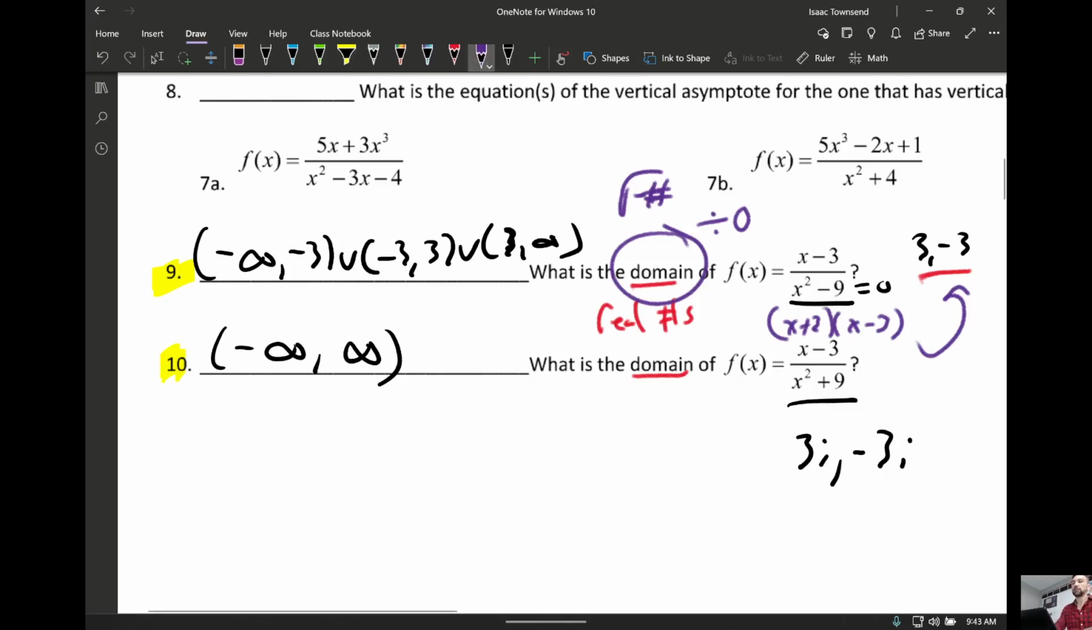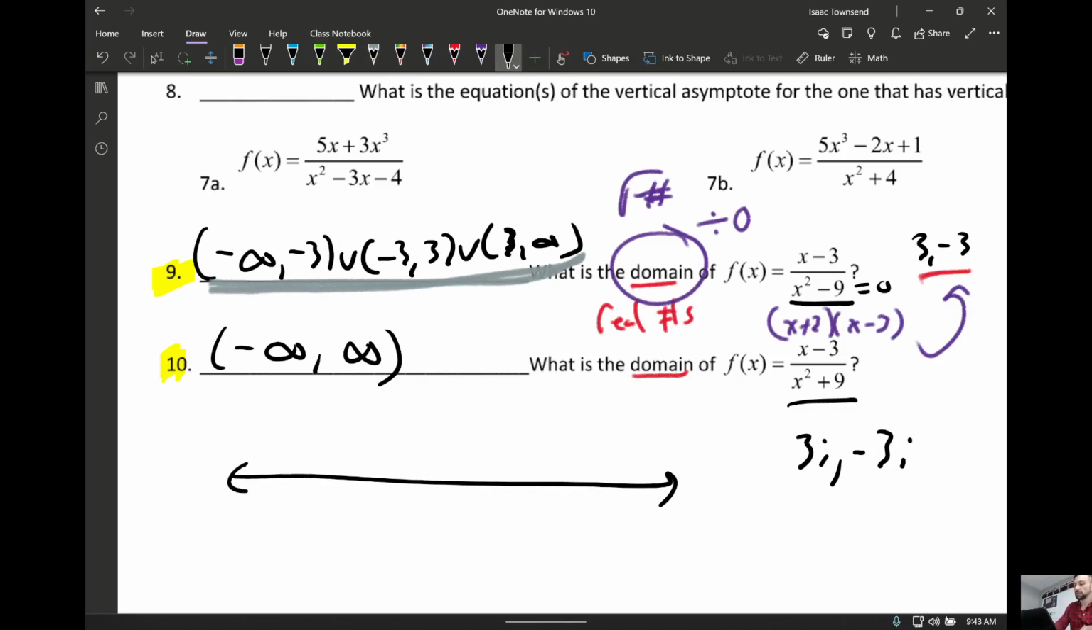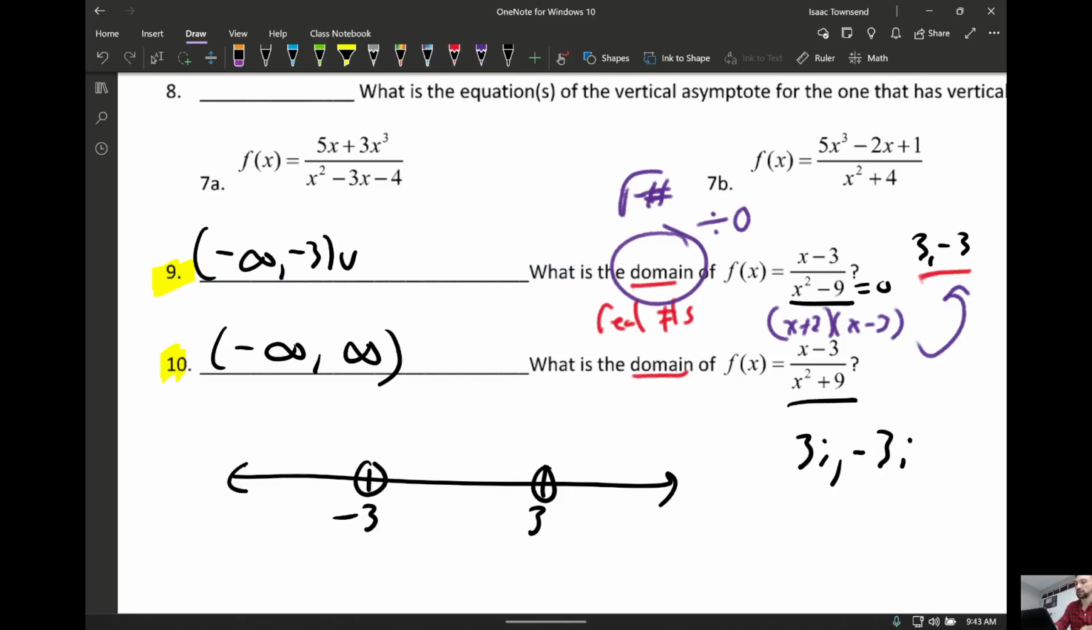Now if what makes it hard for you is writing your domain like this, then what you can do is just do a little number line. A number line, but I can't plug in -3 and I can't plug in +3. So I can plug in all the stuff to the left of -3.